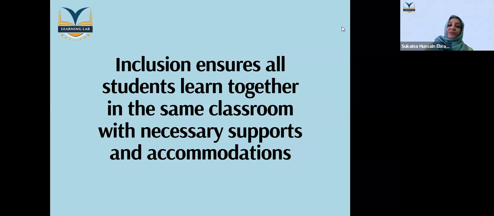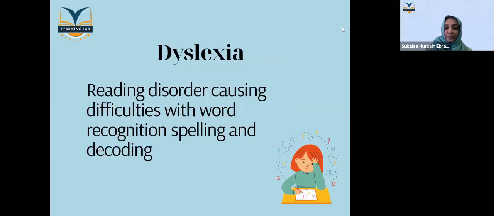So first, it's about how we are including the students, right? And then second is about what the learning difficulties are. What kind of learners or struggling students can we have in our classroom? And at the end, I'm going to give out the tips, or let's say the remedies, on how to handle them in your classroom. Let's start with dyslexia.